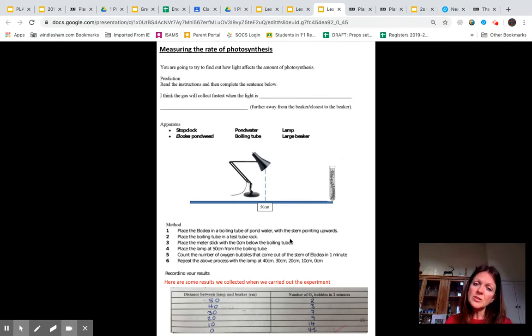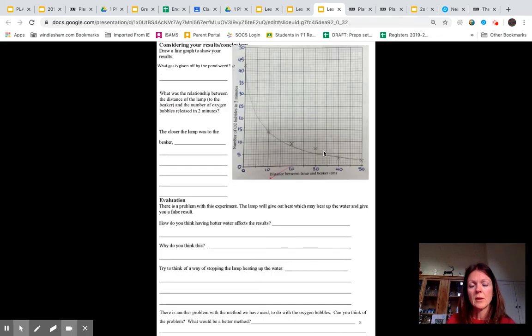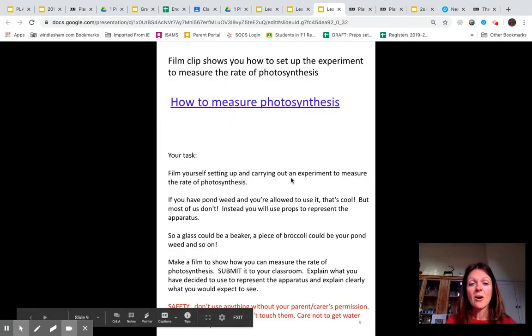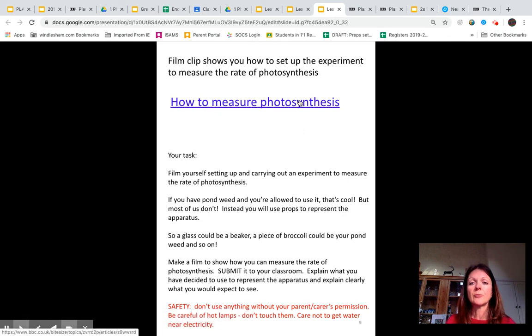What could you potentially put in the way here that would allow the light to pass through, but not this other factor that would cause a problem? So that should help you with your next slide here in the evaluation, which you're going to do in a moment. But for now, before you do that, I've got a film clip here for you to watch and a little task for you to do.